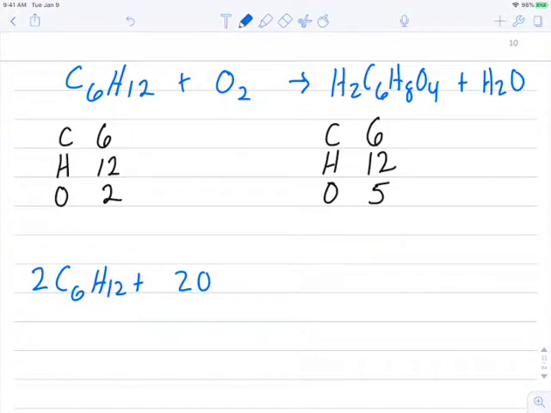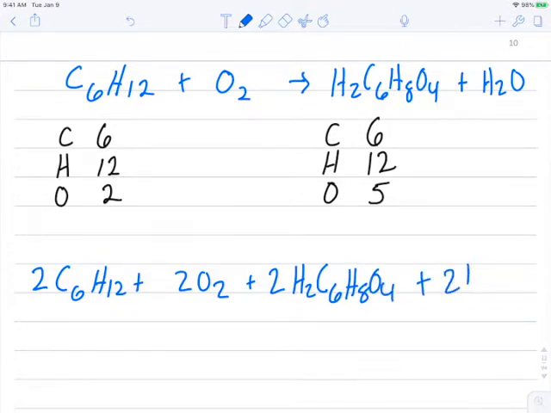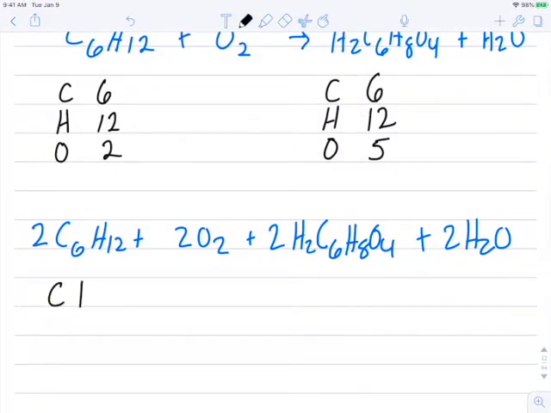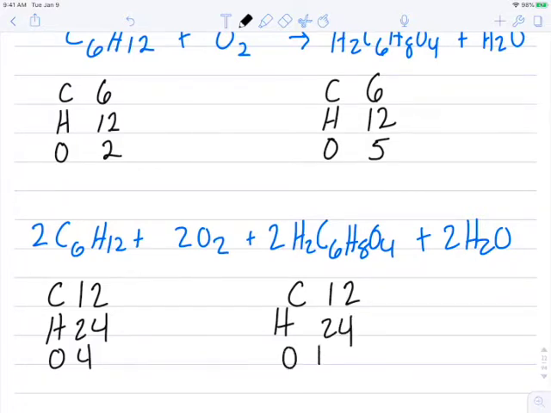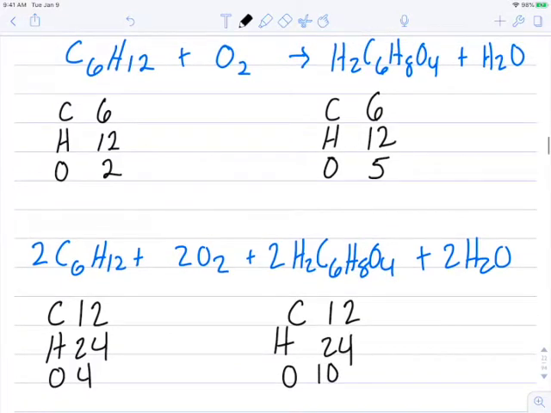So now we have 2 O2 plus 2 of our adipic acid plus 2 of our waters. And now I'm going to rewrite our lists. I'm going to say we have 12 carbon, 24 hydrogen, 4 oxygens, and on the right, 12 carbons, 24 hydrogens, and 10 oxygens. All right, so any questions on how I got that second part there, the new chemical reaction and the new counts underneath? Or any questions about why we decided to double everything?